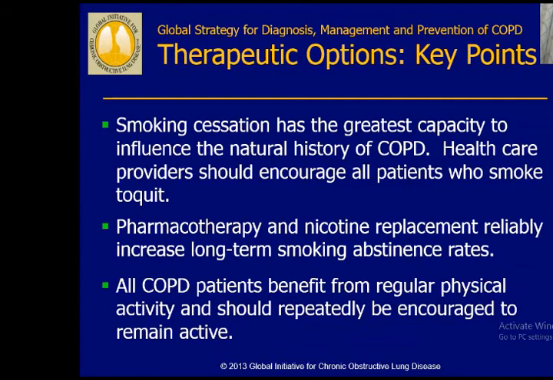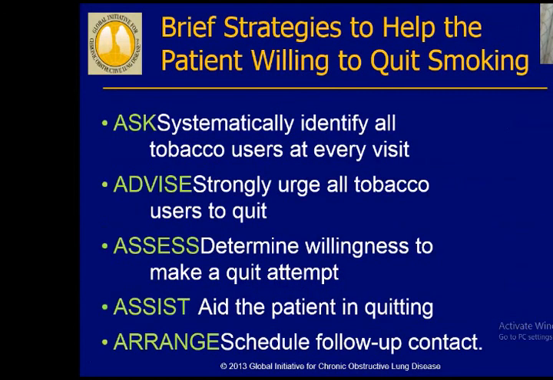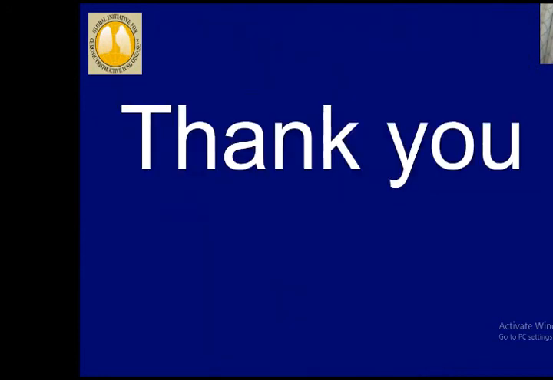So smoking cessation is the most important point, and how we usually help these patients is by asking repeatedly, identifying all tobacco users at every visit, whether they are still smoking or not, advising them strongly, urging them to give up smoking. Every time assess their determination. These are called the 5 A's of giving up smoking. Determine their willingness to make a quit attempt, assist them, aid them, help in quitting, and arrange their recurrent follow-up once they have given up.